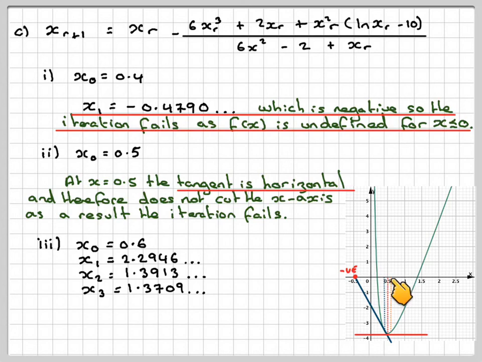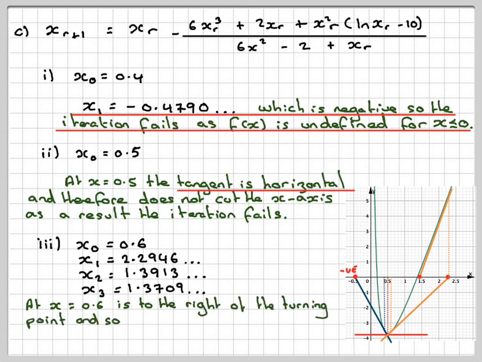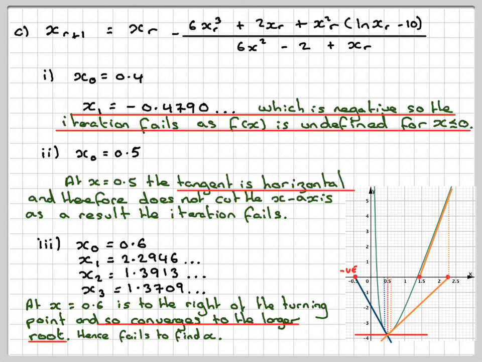So if we look at that, so we go down here and draw the tangent here, we get to this point here. Okay, so then you take a line up and you draw another tangent here. You can see it's going to converge onto the other root because it is actually slightly to the right of the turning point. So at x is equal to 0.6, it is to the right of the turning point, and so it converges to the larger root, hence fails to find the root that we want, which was alpha.